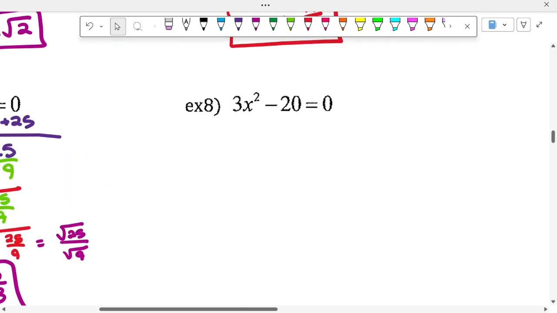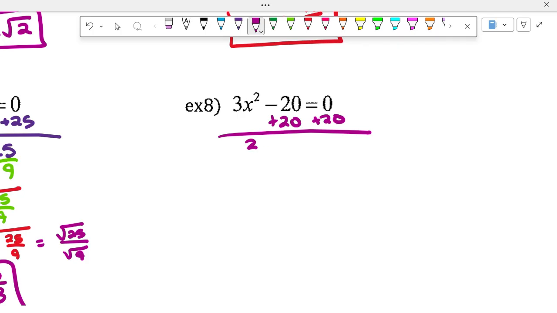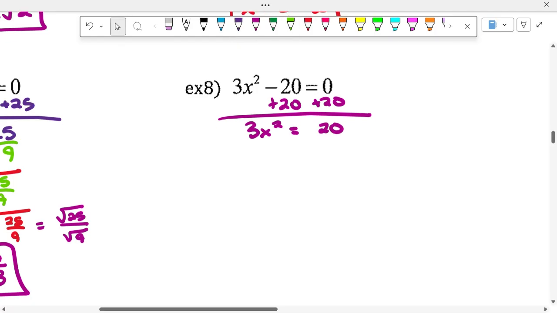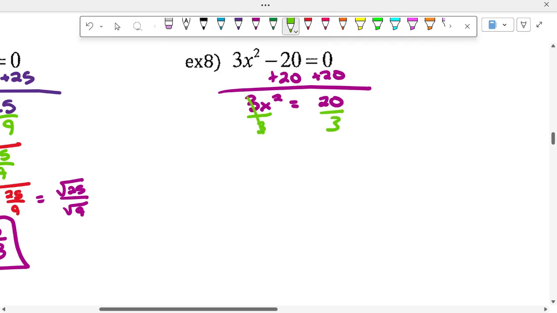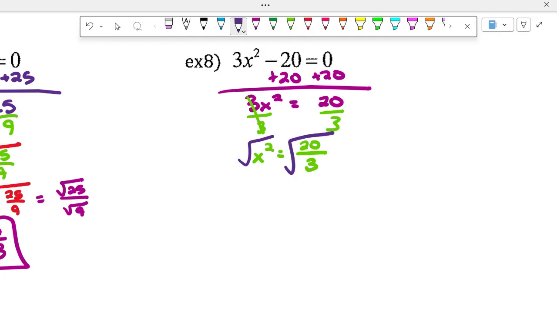Let's try this one. What's my first step? Add the 20. So I have 3x squared is equal to 20. Then I do what? Divide both sides by 3. Now, will 3 go into 20? Nope. So x squared is equal to 20 over 3. And then I do what? Square root both sides.